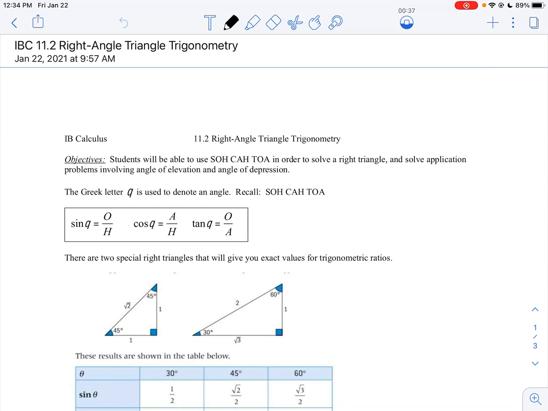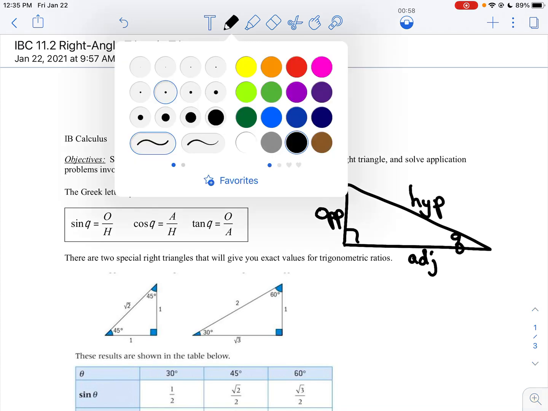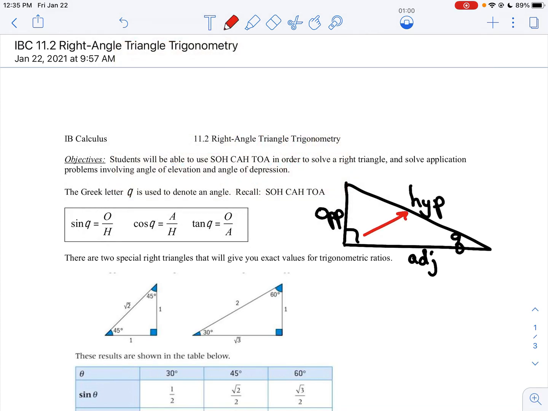We're going to use the Greek letter theta for the angle, SOHCAHTOA. So let me draw a picture here. If this is angle theta, then this is the opposite of theta, this is the adjacent to theta, and the hypotenuse is always across from the right angle. So the opposite and adjacent can flip depending on which side or which angle you're coming from.